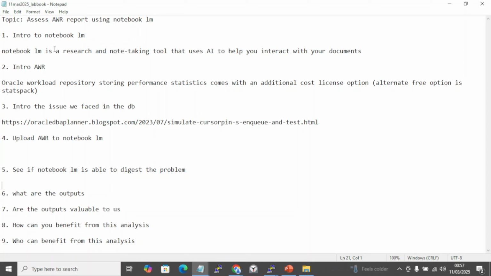That's our topic. Intro to Notebook LM. Notebook LM is Google's note-taking app. I don't know by heart what the definition is, guys. I just took it from Google again. Notebook LM is a research and note-taking app that uses AI to help you interact with your documents.